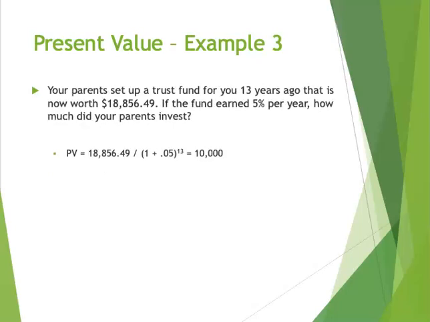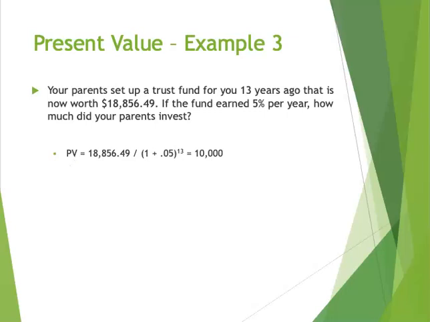Let's look at another example. So let's say your parents set up a trust fund for you 13 years ago, which is now worth $18,856.49, right? So if the fund earned 5% per year, how much did your parents invest, right? So we know that currently, from a 13 years ago perspective, the future value is 18,856.49, right? And the time horizon was 13 years and the interest rate was 5%, right? And now we're trying to calculate how much our parents invested 13 years ago, which is the present value, right?